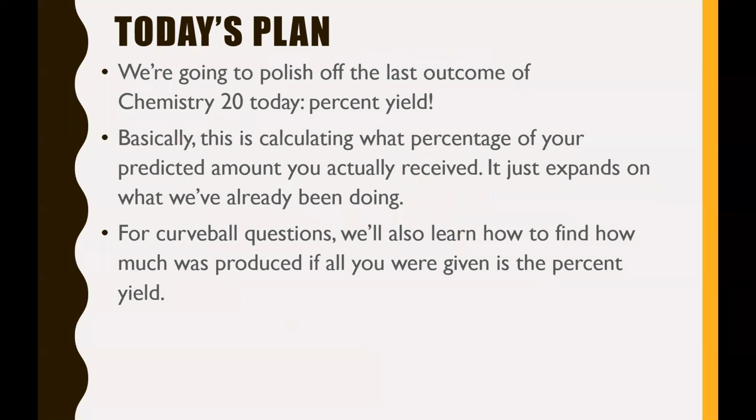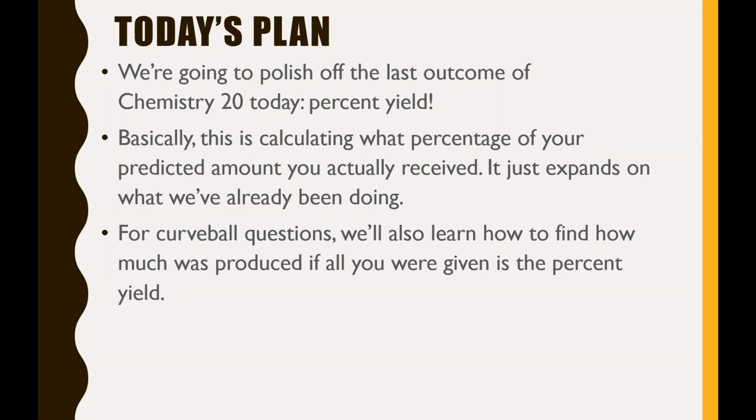Anyway, let's get going. If you can believe it, this is actually the last outcome of Chemistry 20, percent yield. So after today, it's just pretty much a review from here on out. For percent yield, this is just calculating what percentage of your predicted amount you actually received. It just expands what we've already been doing. It's no different than what we've been doing. There's just an extra little equation for calculating the percentage yield that we received.